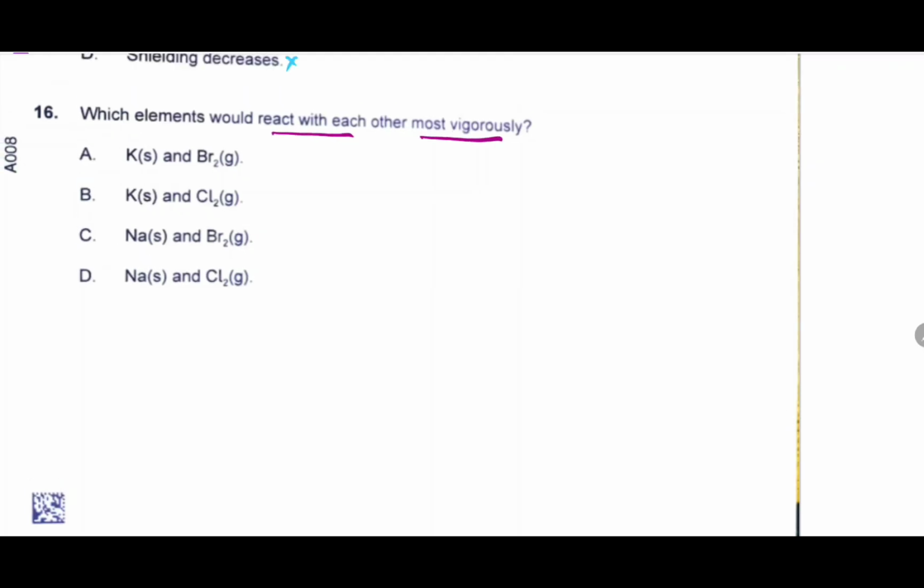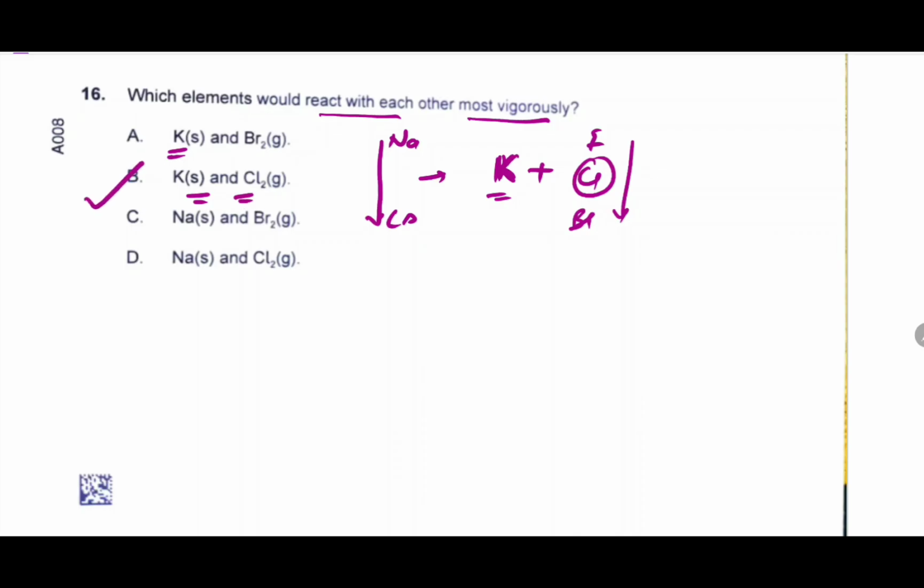Question 16, which elements would react with each other most vigorously? Okay. As we move down the group in alkali metals from sodium till cesium, the reactivity goes on increasing. It means potassium will be more reactive than sodium. Okay, the answer could be A or B. Now, in case of halogens, if I move down the group from fluorine, chlorine, bromine, the reactivity goes on decreasing. It means chlorine will be more reactive than bromine. Hence, potassium and chlorine will react more vigorously with each other. Answer is B. Question 16 answer is B.